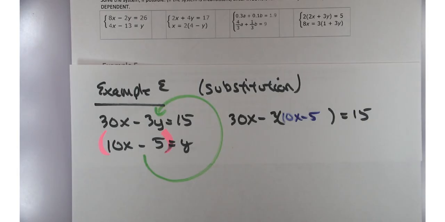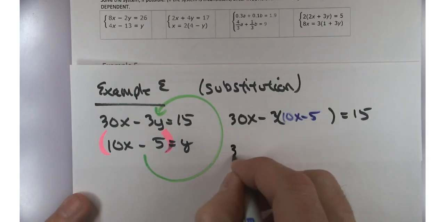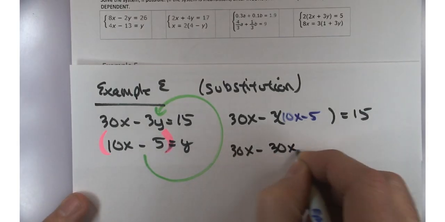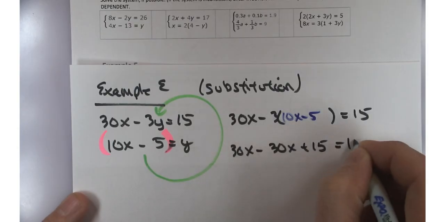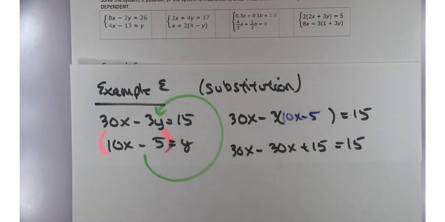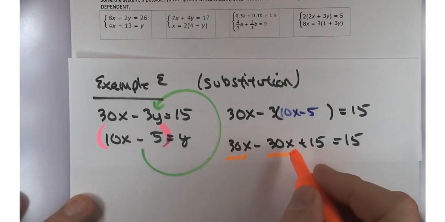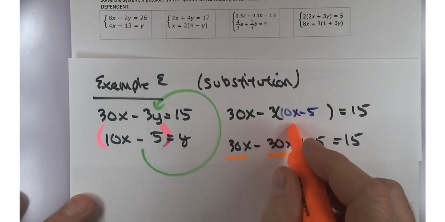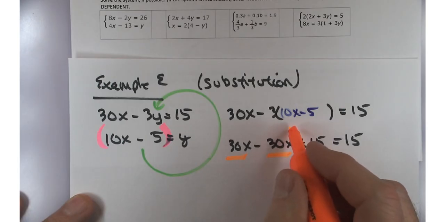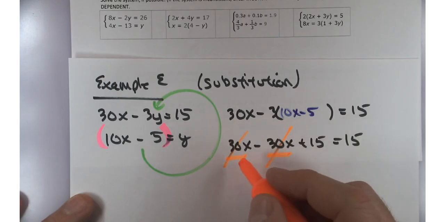What should I do next? Manny? Yeah, thank you. Distribute. 30x minus 30x plus 15 equals 15. George, is there any simplification I can do here? What's 30 minus 30? No. 0. It's just 0, right? They cancel each other out.